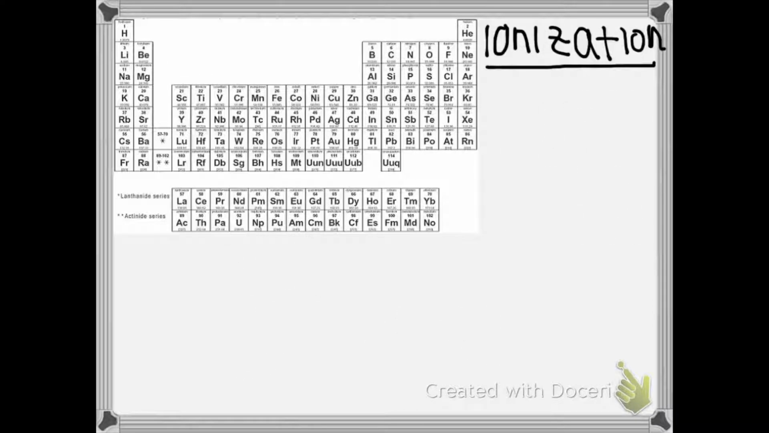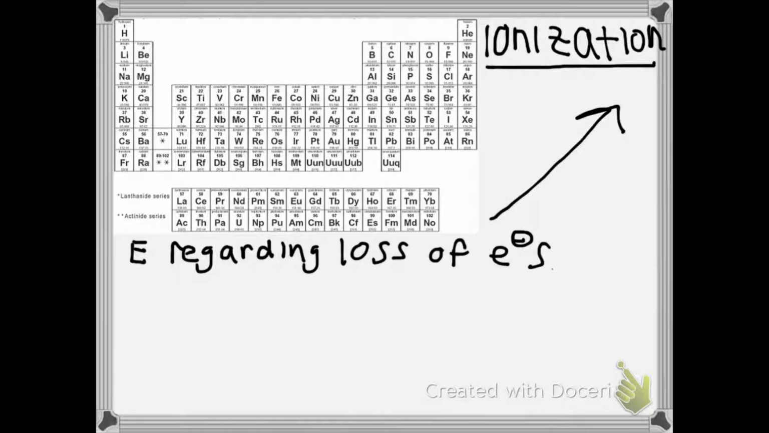The second trend I want to talk about is ionization, which increases as you move up and to the right of the periodic table. All ionization is, is the energy it takes to lose electrons, and this process, since it takes energy, is what we call endothermic. That is a very high yielding point right there, so make sure you remember that.